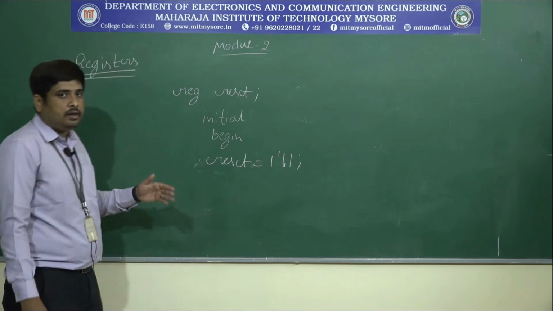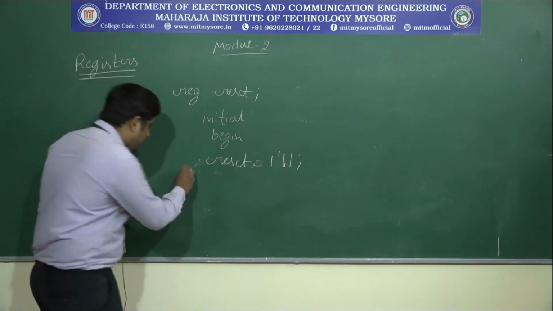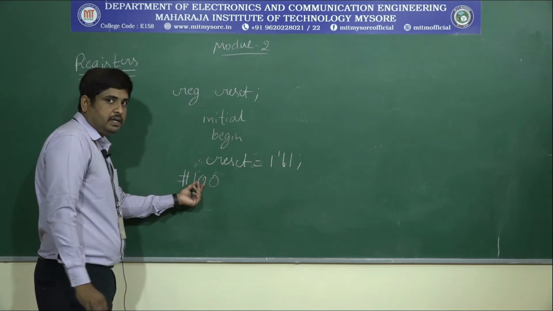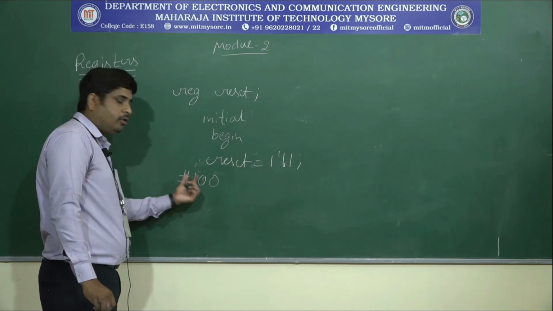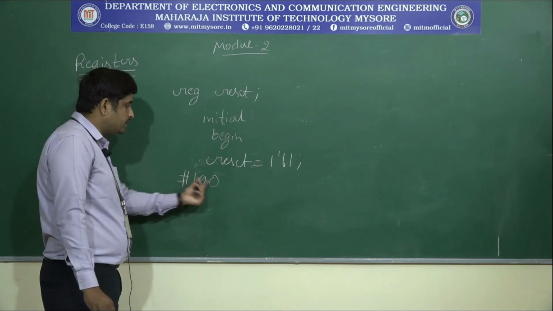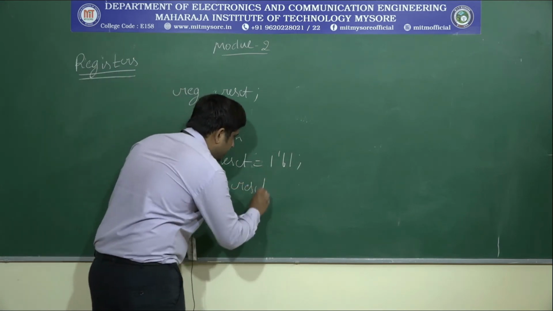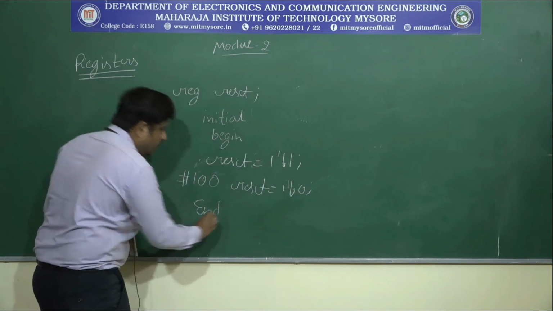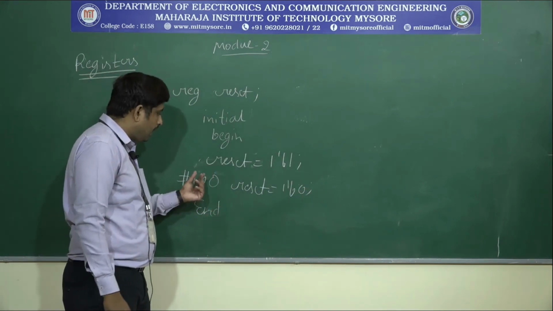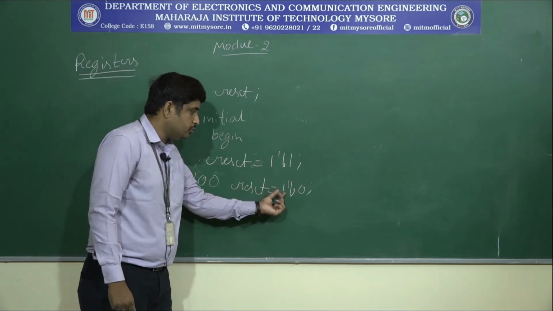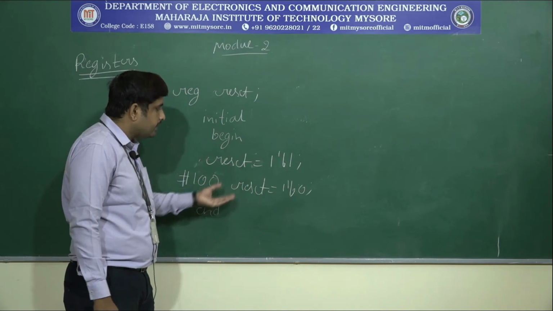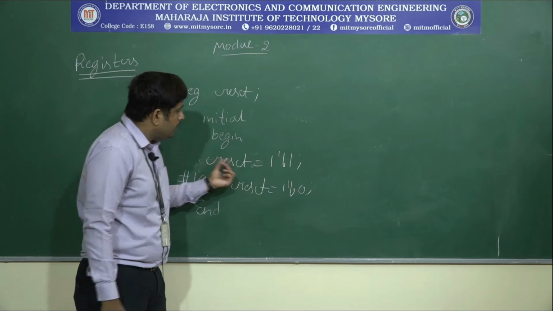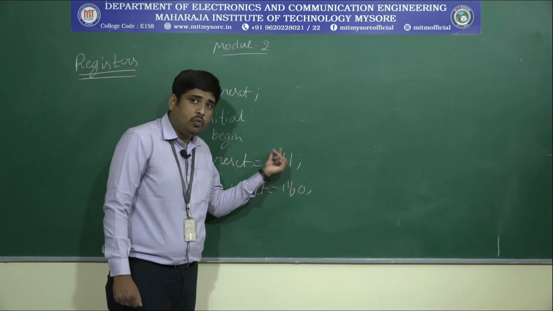Then if you want to reset the value again, you have to mention some delay. So here #100 indicates a delay. Again we will discuss this delay in later classes. So #100, then reset equals 1'b0, then end. So it indicates that after 100 nanoseconds the value of reset should be 0. So why do we take this example particularly for a register? Because here you have to observe the initial condition of reset is equal to 1.